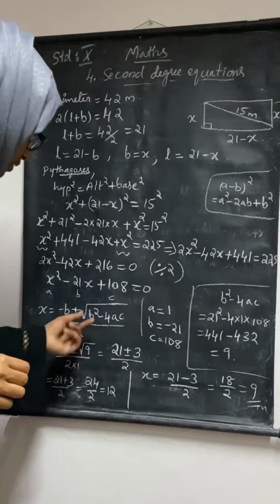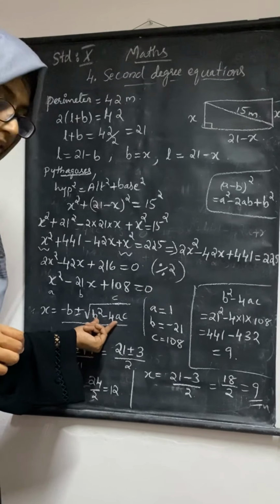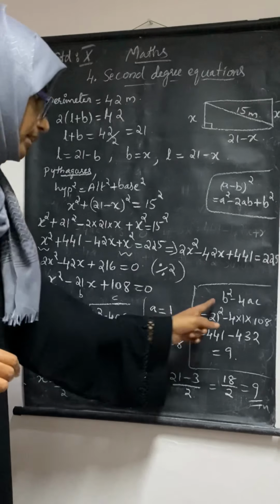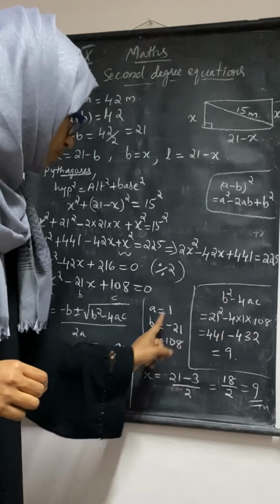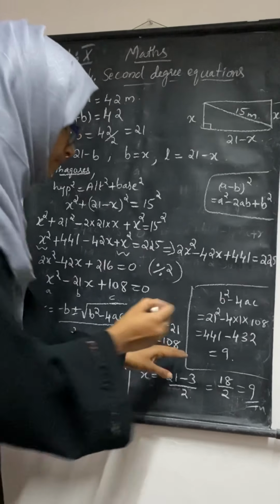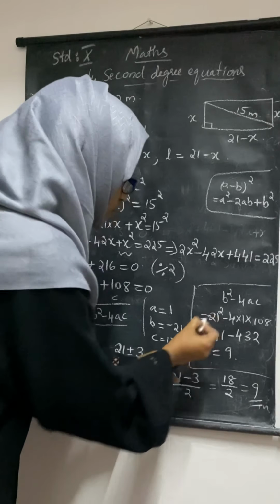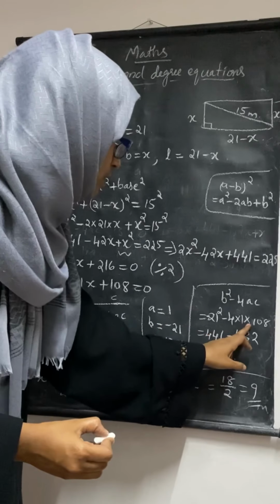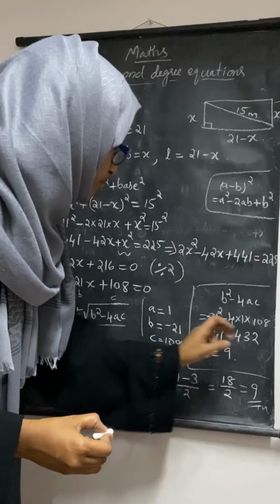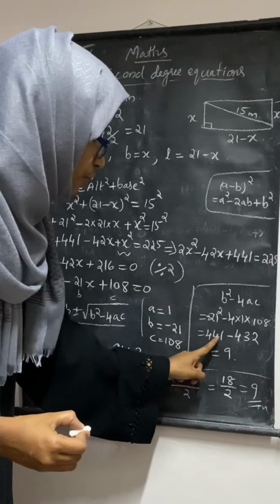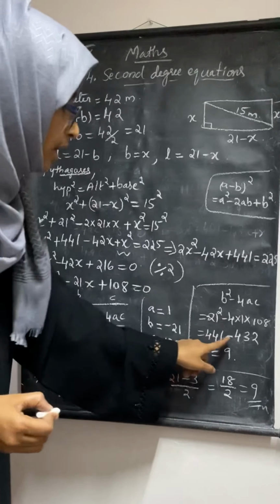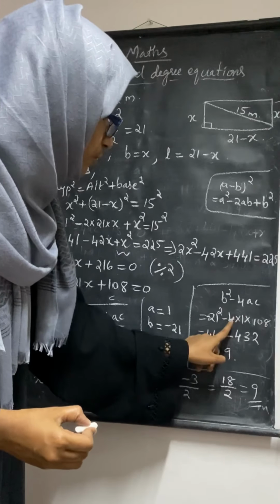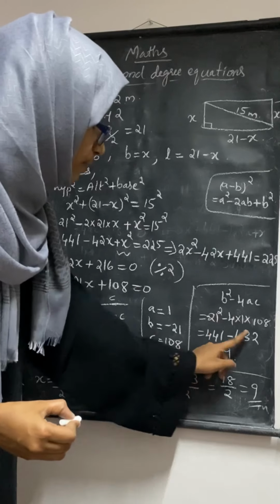Before putting all this in, we have to check whether an answer exists or not. b² − 4ac I am doing separately. b is −21, so (−21)² − 4 into a, which is 1, into c, which is 108. 21 squared is 441, and minus minus becomes positive. When you add, 108 into 4 is 432, and when you subtract you will get 9.